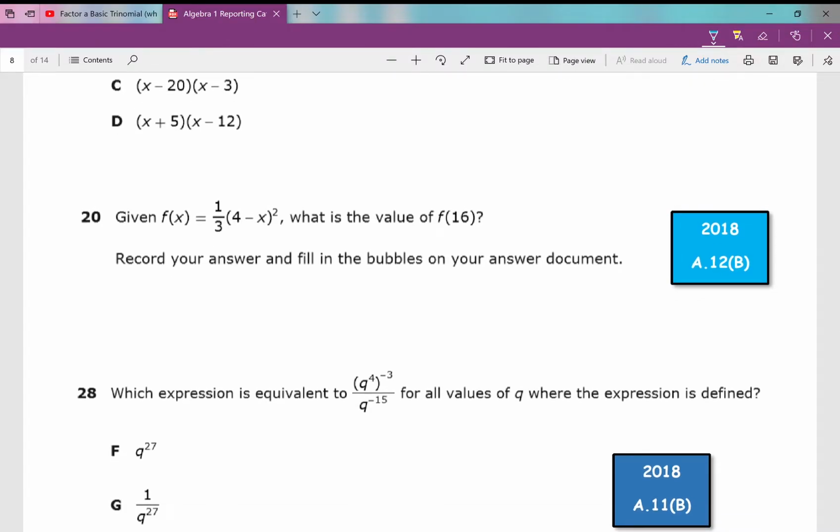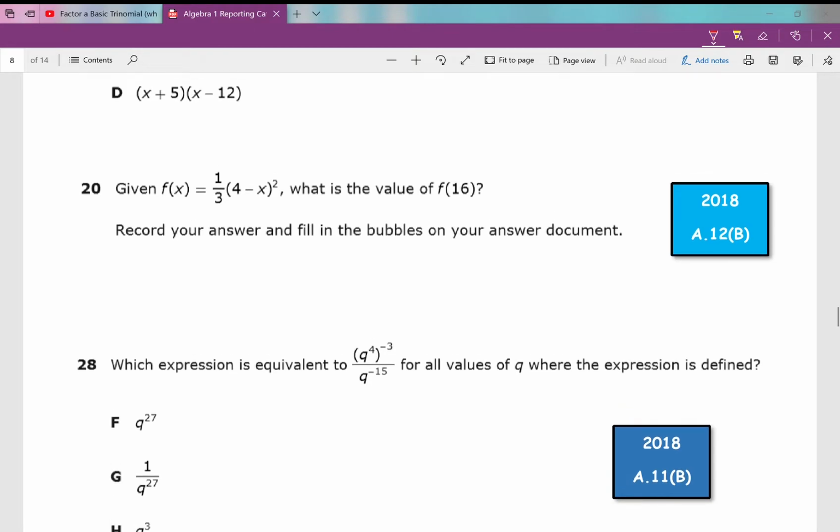All right, number 20. We are rocking and rolling. Given f of x equals 1/3 times 4 minus x squared, what is the value of f of 16? What does this mean? What is it asking? It means, what is y when x is 16?